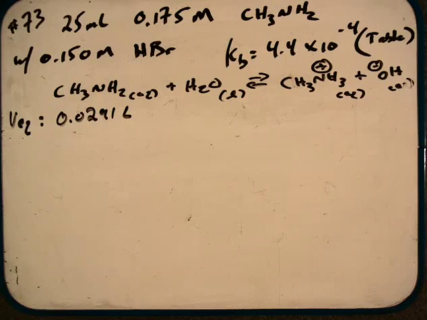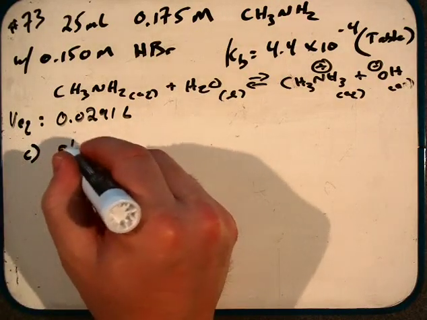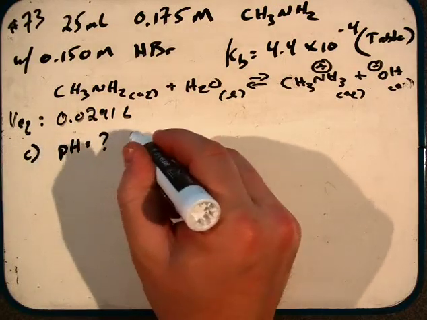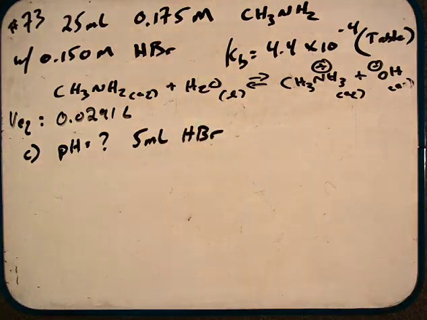Part C is looking at a point in between the equivalence point and the initial point. What is the pH at 5 milliliters of added acid? So what is the pH after we add 5 mils?